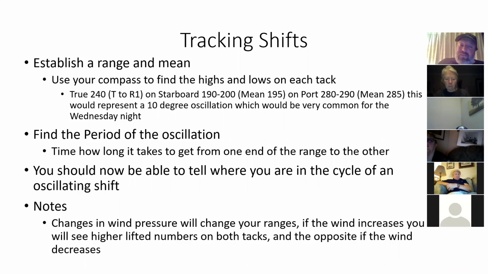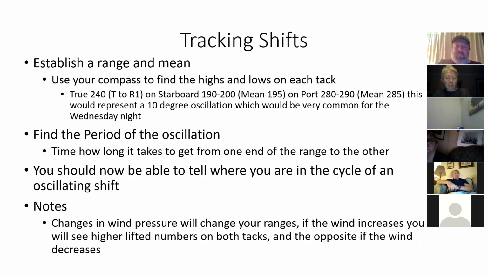So as you're sailing along on starboard tack, you should see numbers in the 190 to 200 range, probably with a middle number of about 195. Now, this is assuming that the boats are sailing 45 degrees to the wind, which is kind of average for most of our boats. Some of our cruising boats might not get that. We probably have some higher performance boats that might do a little bit better.